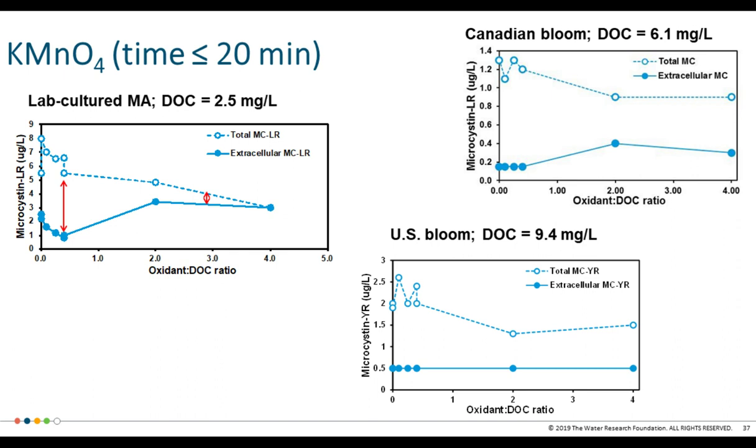But we can see for both blooms, the Canadian bloom and the US bloom, that at specific oxidant-DOC ratios, there was obviously a release, and then the release stopped. So it means there were probably still toxins that were intracellular. That means the cells were not completely damaged. So there is a phenomenon to study here. We have to understand what is the phenomenon that's governing, once the cells are damaged, the release of these toxins that are inside the cells.